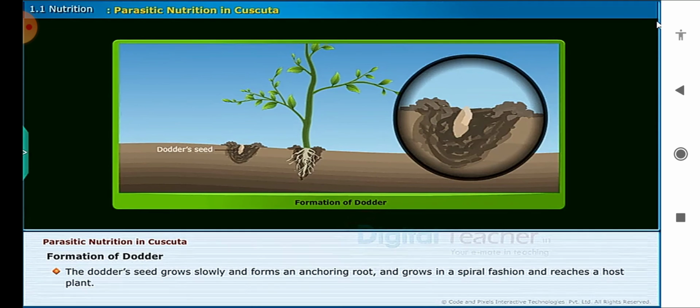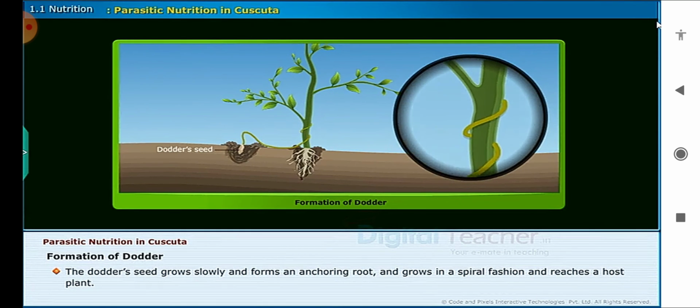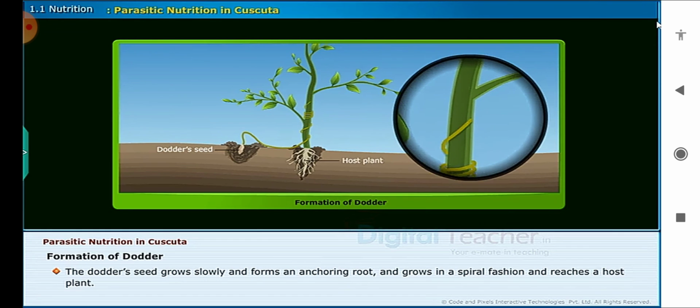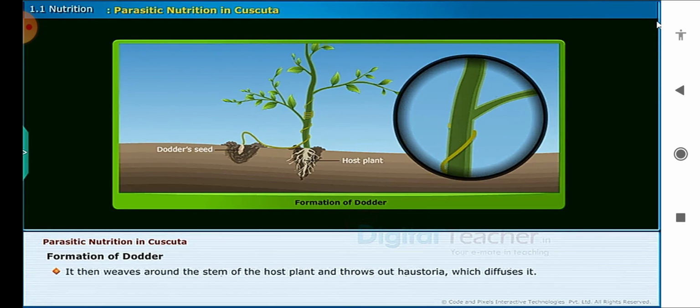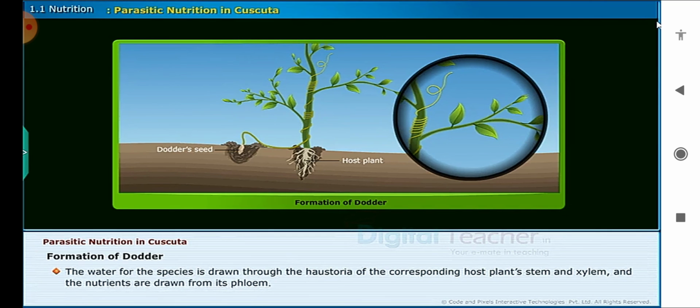The dodder seed grows slowly and forms an anchoring root, and grows in a spiral fashion until it reaches a host plant. It then weaves around the stem of the host plant and throws out haustoria, which fuse with it. The water for the species is drawn through the haustoria from the host plant's stem xylem, and the nutrients are drawn from its phloem.